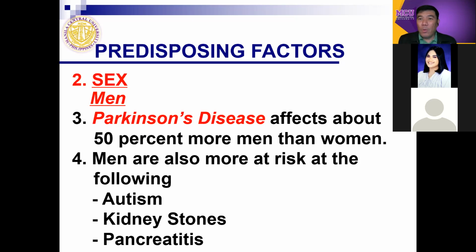So that's why the patient may have rigidity, spasm, uncontrolled movements, and what we call tremors. Parkinson's disease is more prone in males. Other than that, males are more prone to autism. These are behavioral problems. Usually, autism is a problem with the behavioral and emotional. So men are more prone. Kidney stones, males are more prone, and inflammation of the pancreas, men are more predisposed.